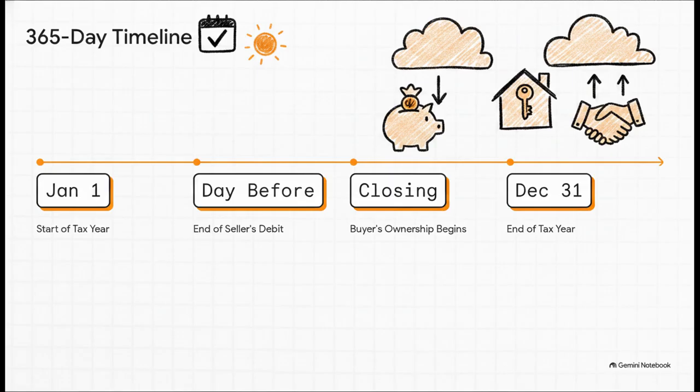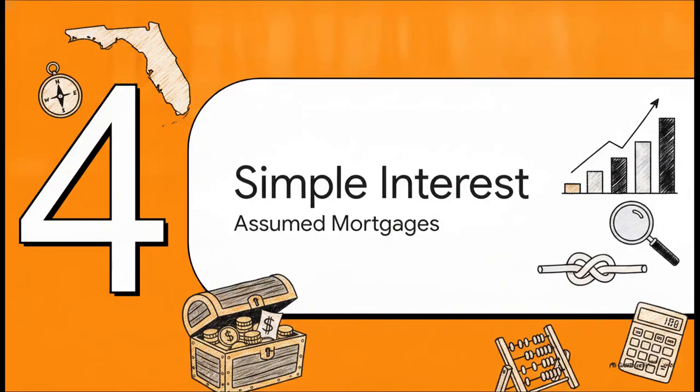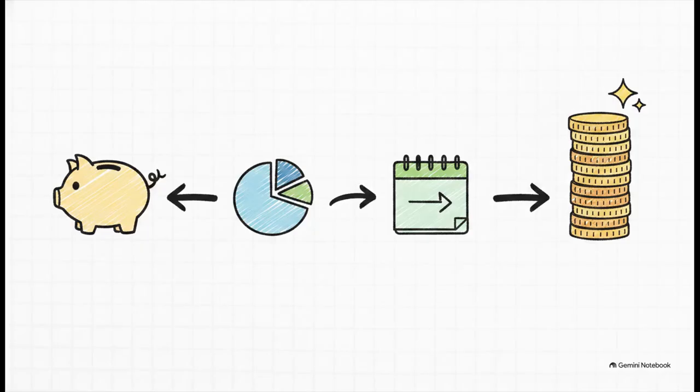You definitely want to contrast this with delinquent unpaid taxes from prior years, which are always just a strict debit to the seller only. And that brings us to Section 4. Simple interest calculations. This formula right here is going to be your best friend on the exam.